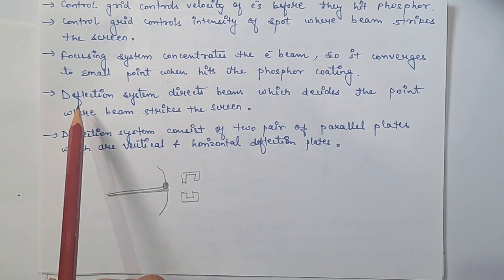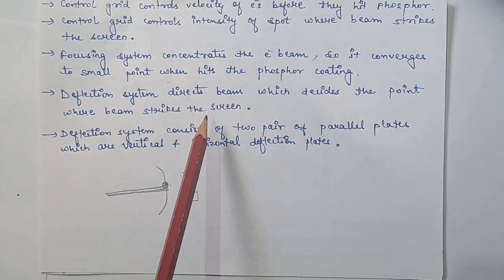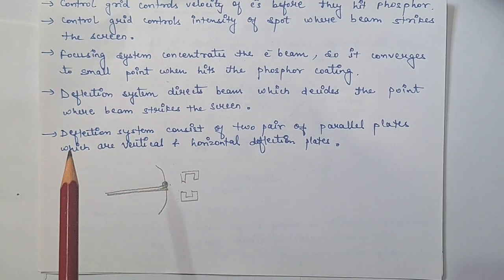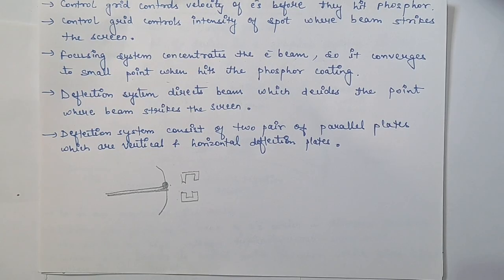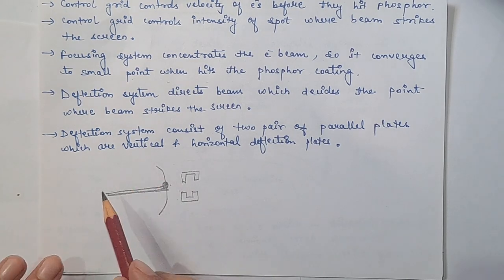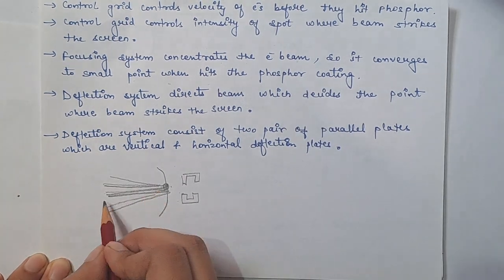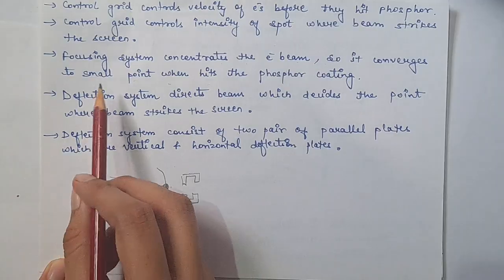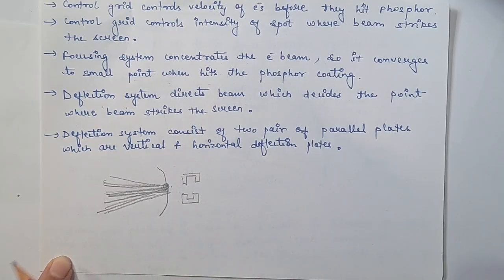एंड we have given a deflection system. See, the line is stated, deflection system directs beam which decides the point where the beam strikes the screen. See, don't get confused between the focusing system and the deflection system. Focusing system क्या करता है, focusing system help करता है जो हमारी इलेक्ट्रॉन बीम है उसको कि वो एक पॉइंट पे फोकस करे, यानी कि जो इलेक्ट्रॉन बीम है जो बहुत सारी रेज निकल रही हैं. सी, इट इज़ नॉट अ सिंगल रे, इट इज़ मल्टीपल रेज, एंड मल्टीपल रेज को कन्वर्ज करवाने का काम करता है फोकसिंग सिस्टम.